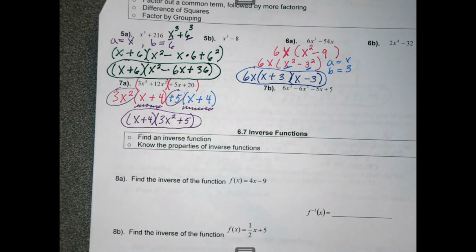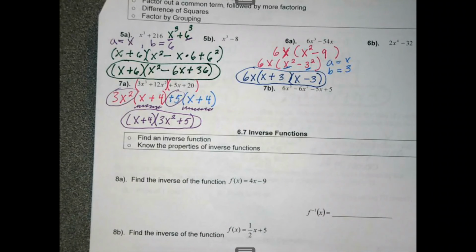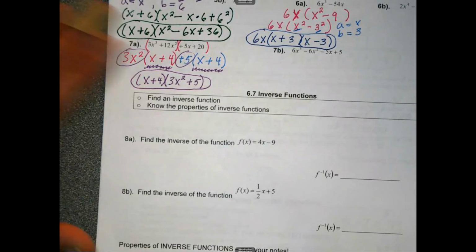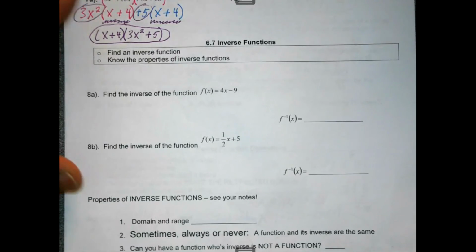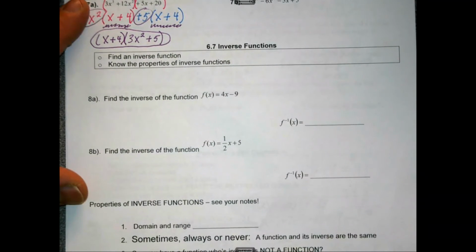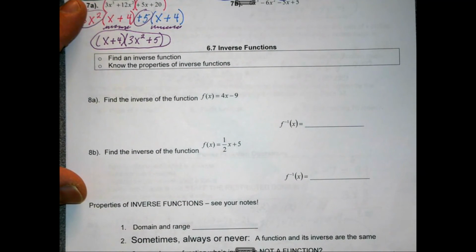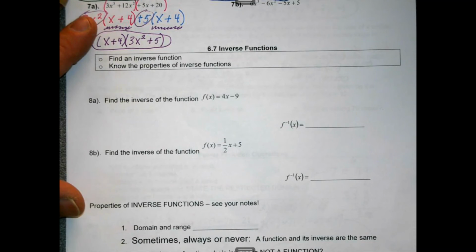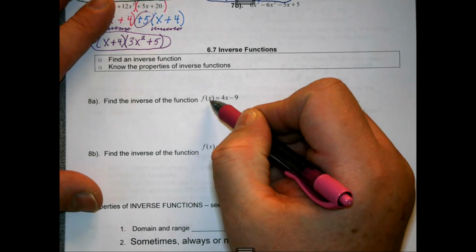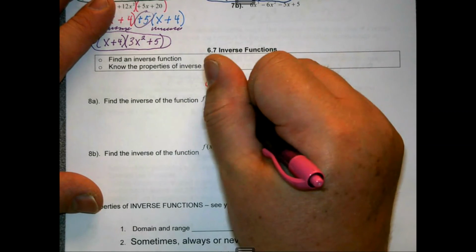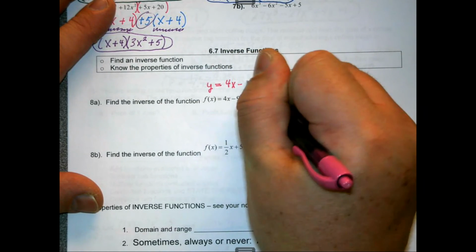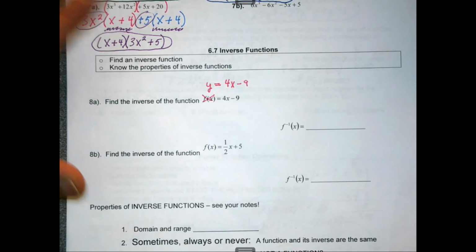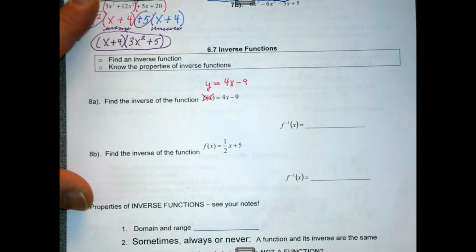And then the last thing we did, inverse functions, right? And this will get us up to date here. How do I find inverse functions? You guys remember? Yeah, switch the x and the y. So if I don't have a y there, if I have function notation, highly suggest putting a y there. Okay. So I'm going to switch the x and the y.